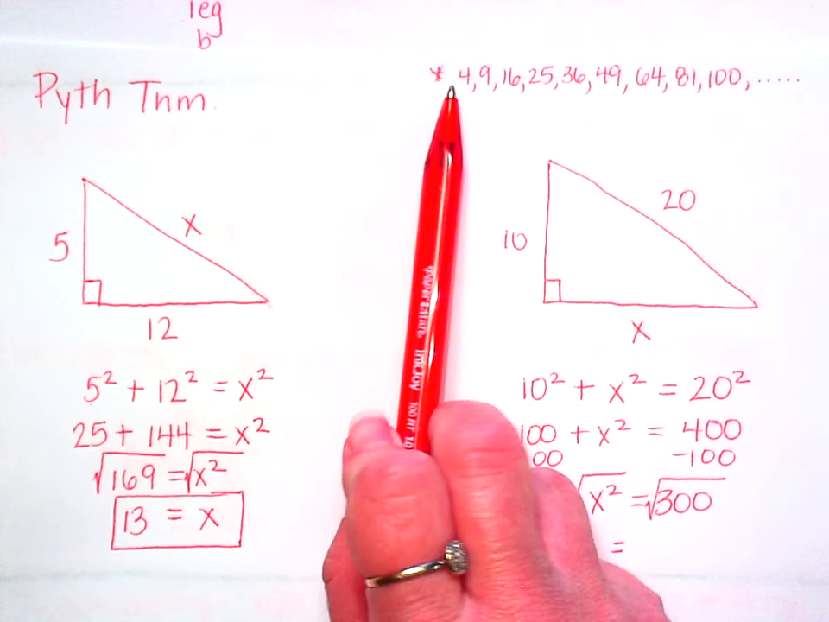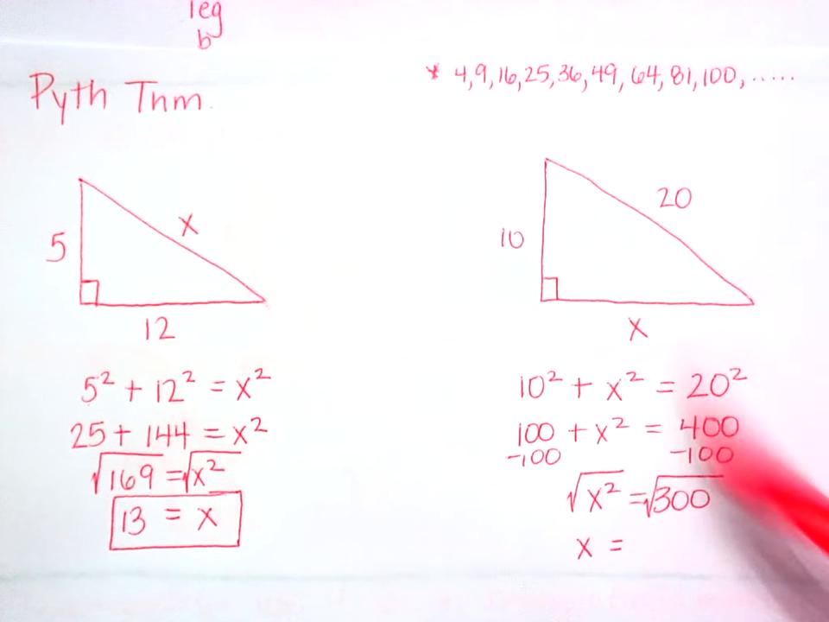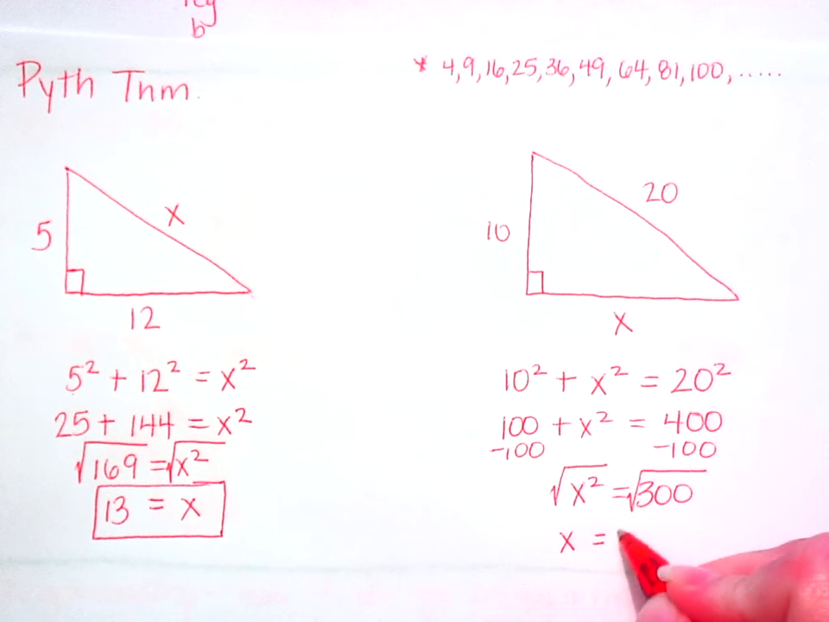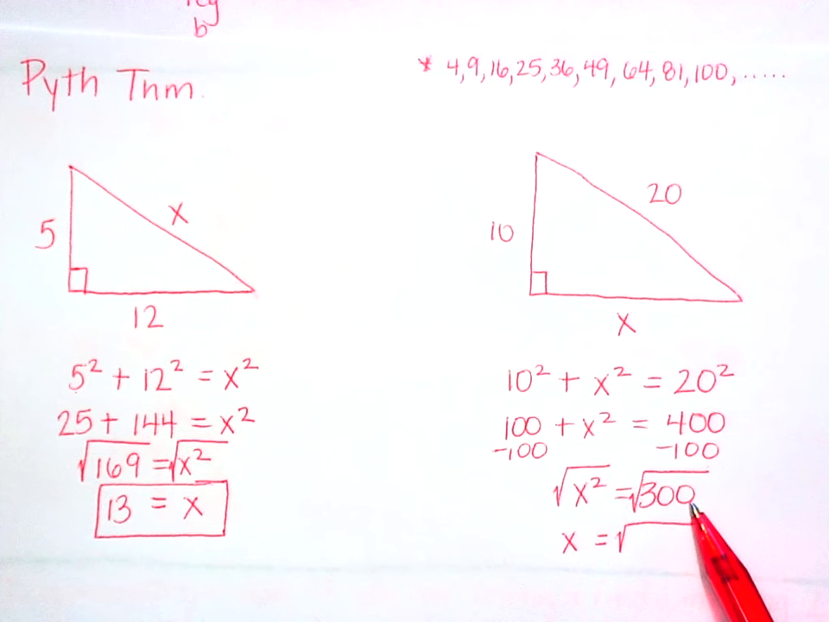300 is divisible by 4, okay? I can take 300 and divide it by 25, or I can take 300 and divide it by 100. I want to pick the biggest number. So 300 can be divided by 100. So what I'm going to do is copy down the square root. Okay, I can't get rid of it. It's there. I have to keep it. And I have to keep 300 as well.